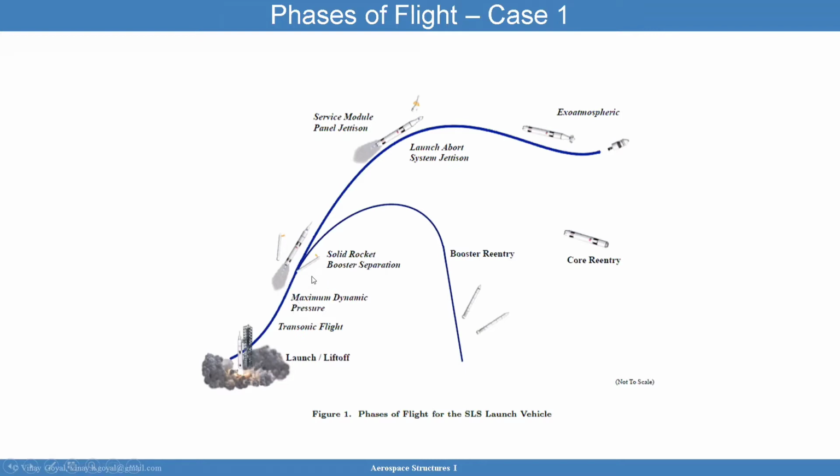That's going to cause some amount of shock. And the separation event will introduce a flow within the structure that needs to be considered. You then have the launch abort system jettison, and you're going to have then the core reentry, which could allow you to reuse it. And an example of that is the space shuttle.